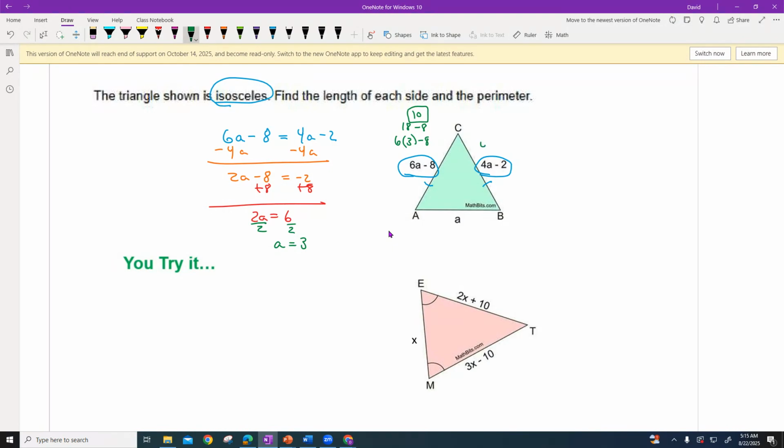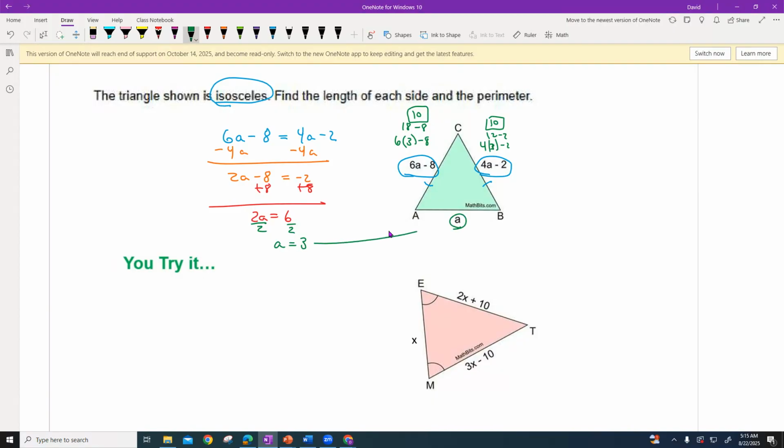I'm just going to do it over here just because it's nice and easy. Whoops, that's a 3. Minus 2. 12 minus 2 is 10. If I didn't get the same answer here, then I messed up over here somewhere, okay? Because the whole point is that they're the same size. So now I know this is 10, this is 10, and they want the perimeter, so I need this guy.